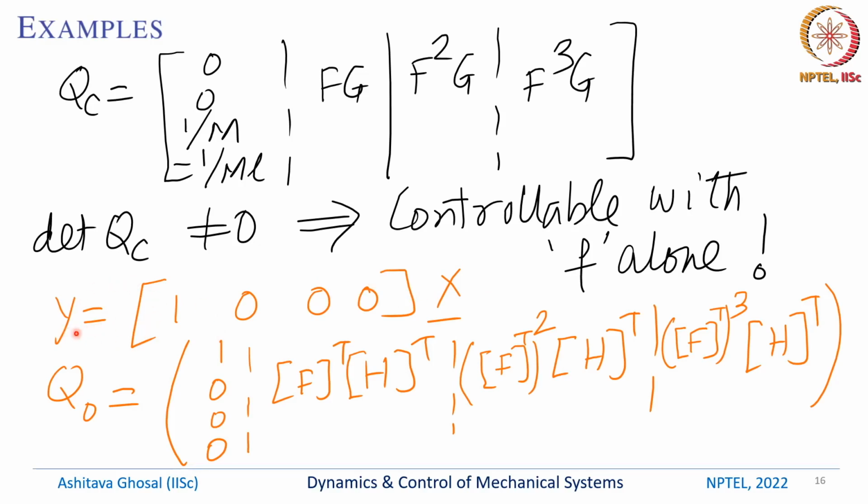Now let us look at the observability. So we are only going to measure x. Okay, so y equals H x, where H is 1 0 0 0. So what is Qo? H transpose, F transpose H transpose, F transpose squared H transpose, and F transpose cubed H transpose. Again, we know what F is, we know what H is, so we can obtain this matrix in symbolic form using some computer algebra system like Maple.